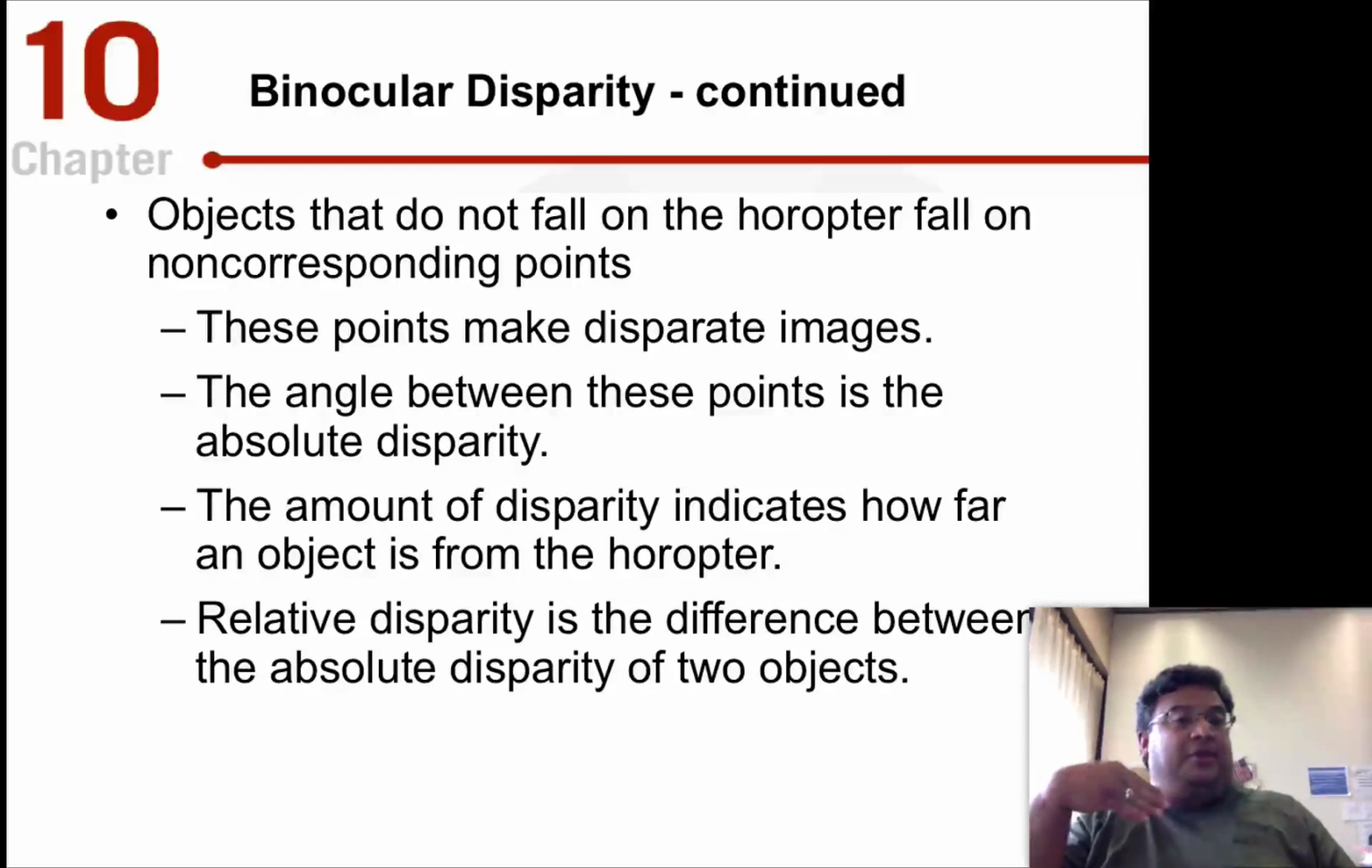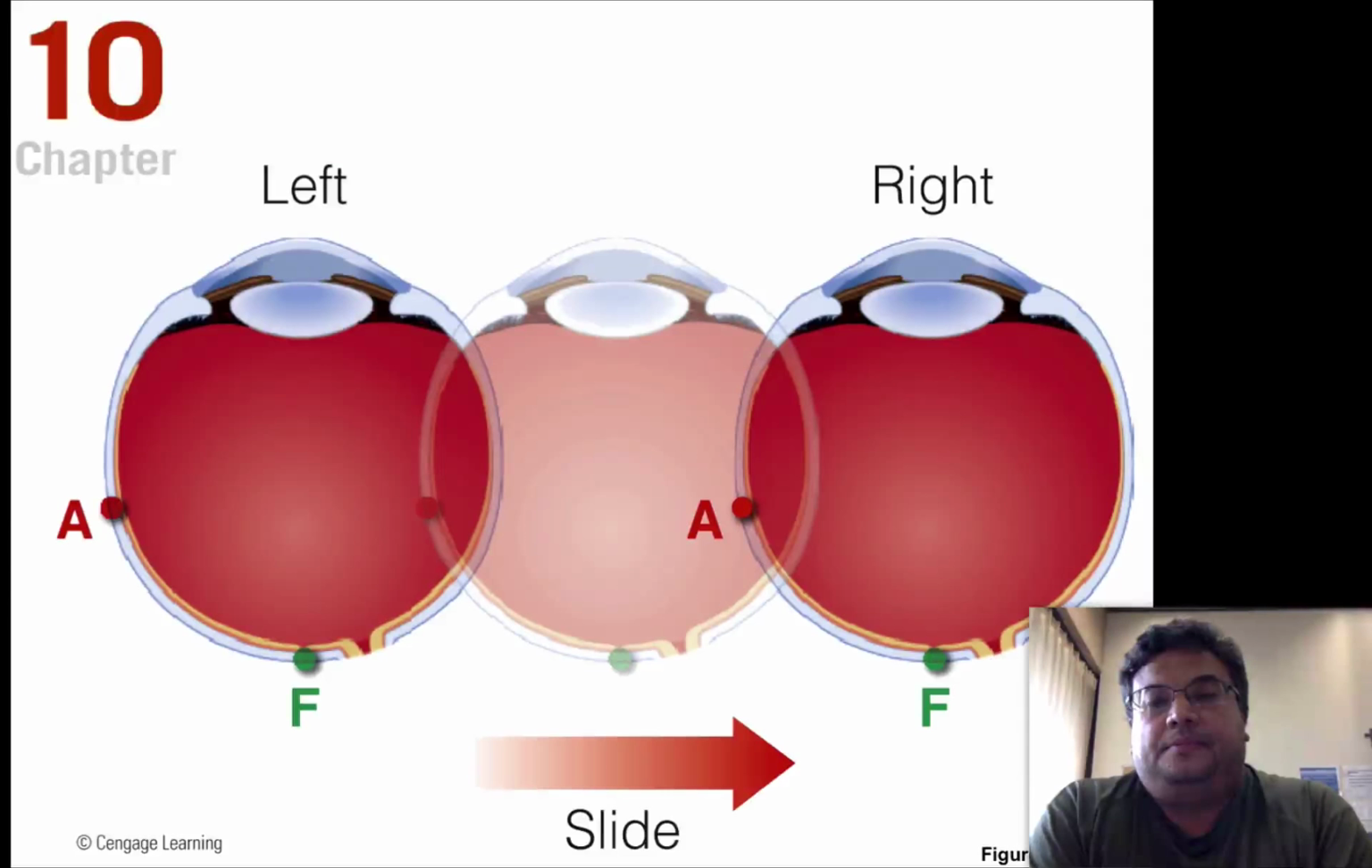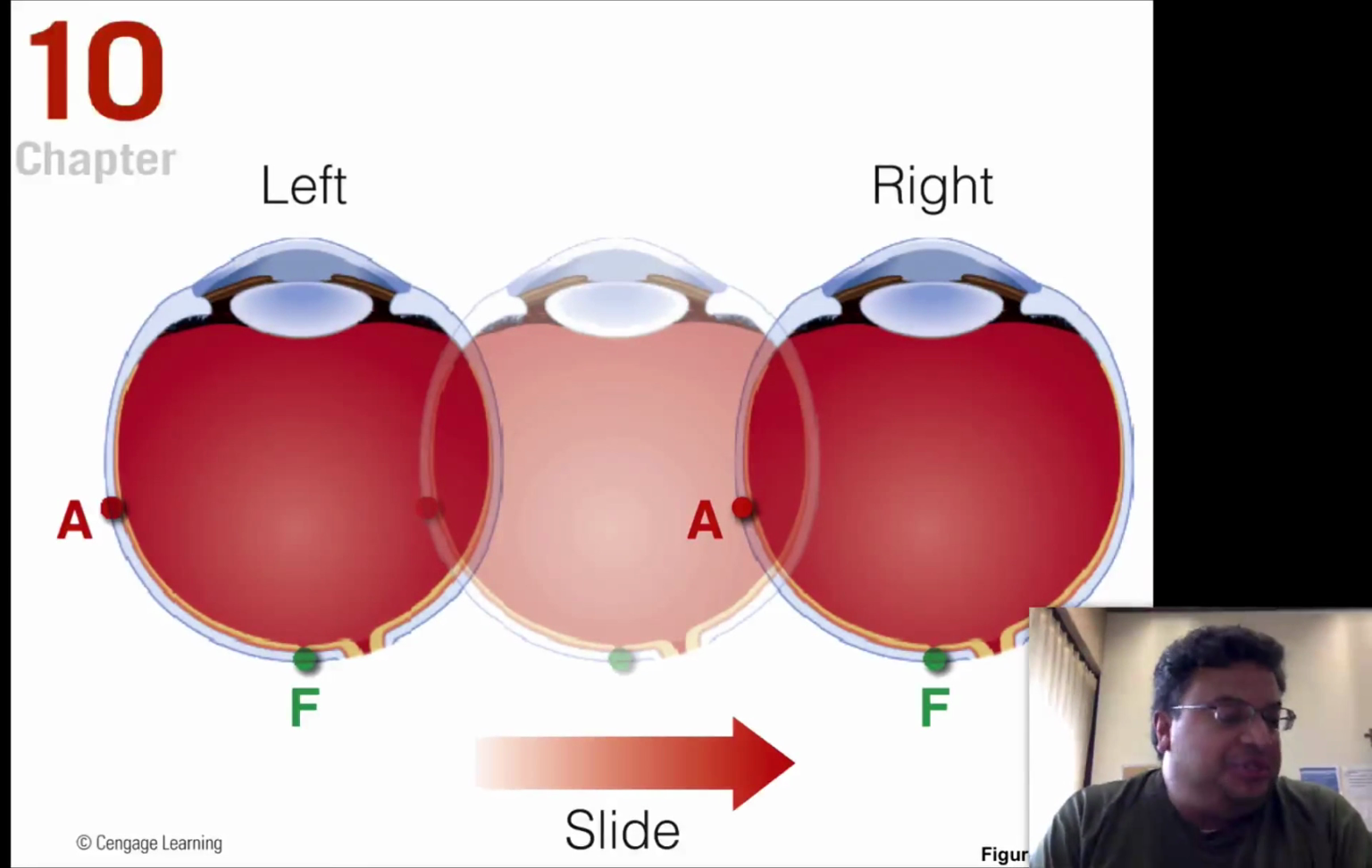painted onto the back of your retina is referred to as the absolute disparity. And absolute disparity is a measure of how far an object is away from a particular horopter. And then relative disparity is the difference between the absolute disparity of two objects. Okay, this kind of concept is usually better understood with pictures instead of words.